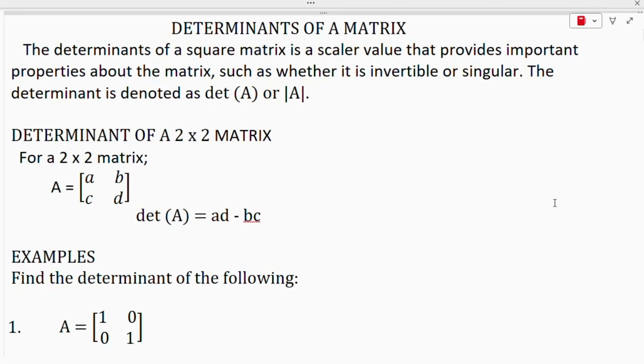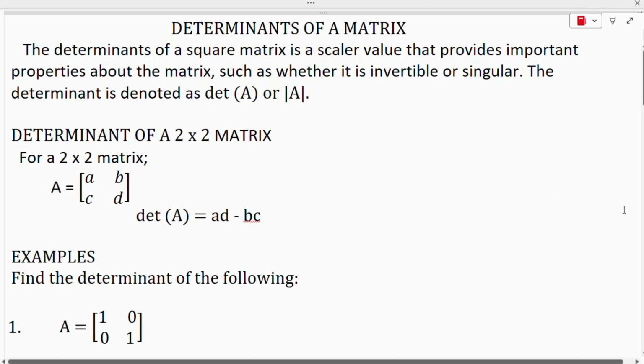So right here in today's video in the series on matrices, we want to simply talk about the determinant of a matrix, and how you can find it. Now the determinant of a square matrix is a scalar value that provides important properties about the matrix, such as whether it is invertible or singular.